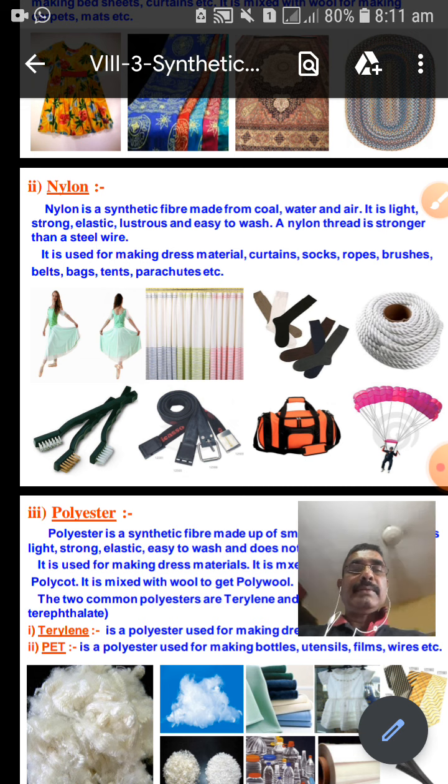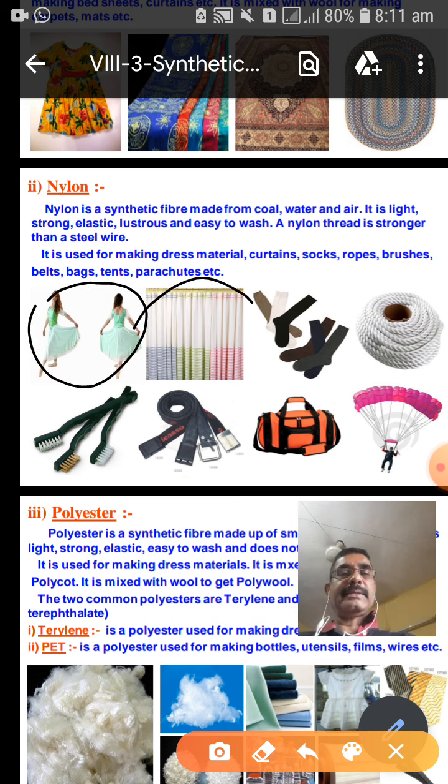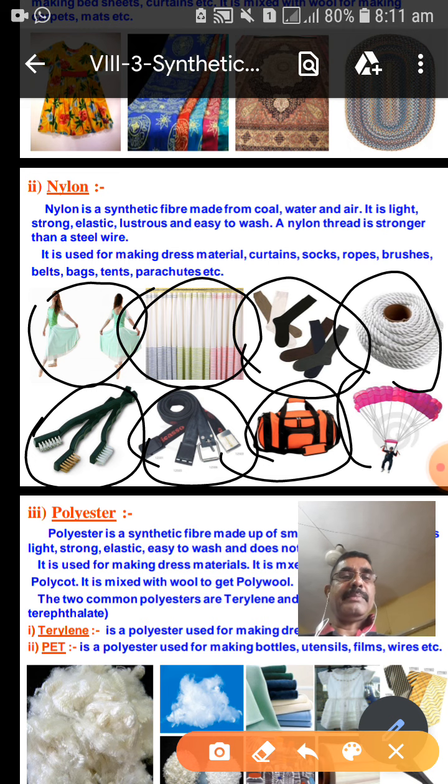Now coming to the uses, you can see that nylon can be used for making dress material, curtains, socks, ropes, brushes, belts, bags, tents, parachutes, etc. So here is the picture showing the materials that can be made from nylon, like dress materials, curtains, socks, ropes, brushes, belts, bag and parachute. So this is all about nylon.